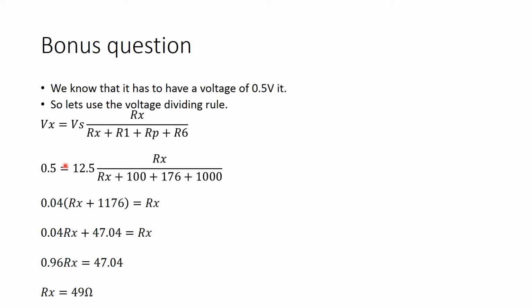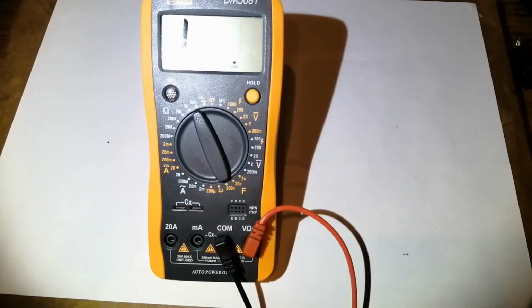And just fill in the values. So we want it to be 0.5 volts, our source is 12.5 volts, and the other resistor values are 100, 176, 1000. Go through different math operations, which is all pretty straightforward, and we end up with a value of Rx of 49 ohms. So we worked out we need a series resistor with our battery, which reduces it by 0.5 volts, and it's roughly 50 ohms. But the problem is you do not get 50 ohm resistors. Well, you don't get them cheaply.